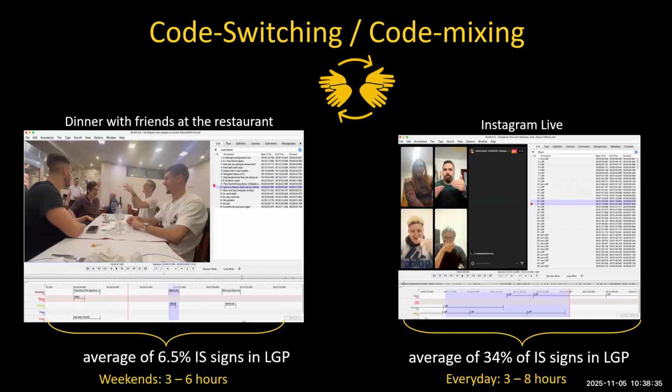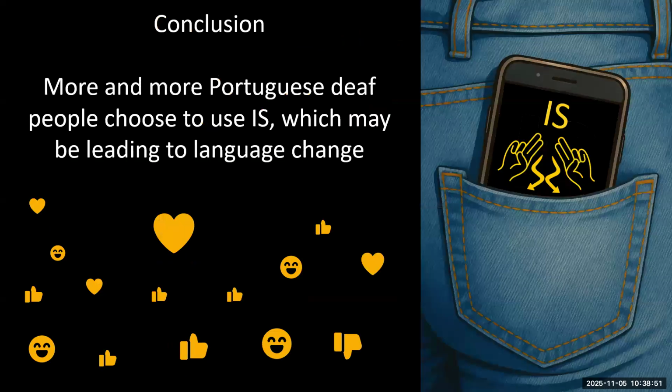And, you know, these individuals only come together on a Friday or Saturday, maybe for 3 to 6 hours. Whereas these online interactions are happening all the time. They happen every day. They could be 3 hours or up as long as 8 hours long. So again, there's more and more opportunities for international sign to be used in these spaces.